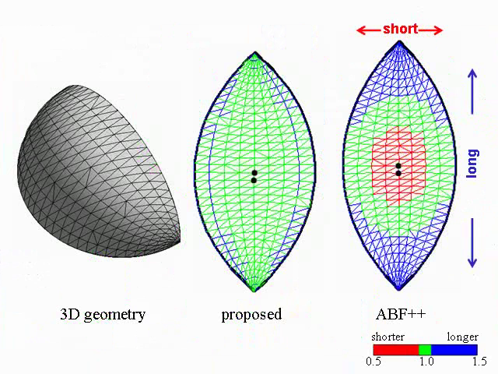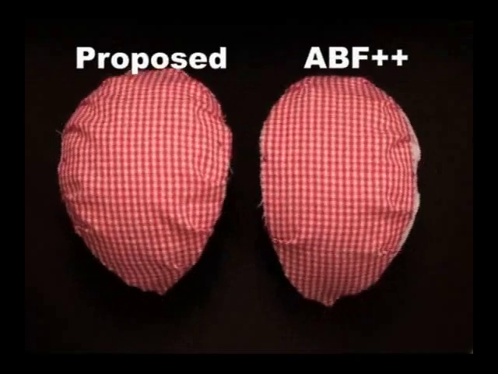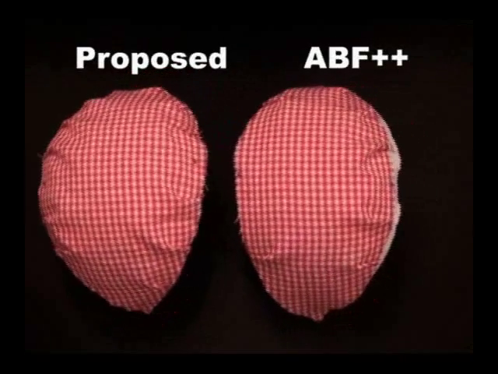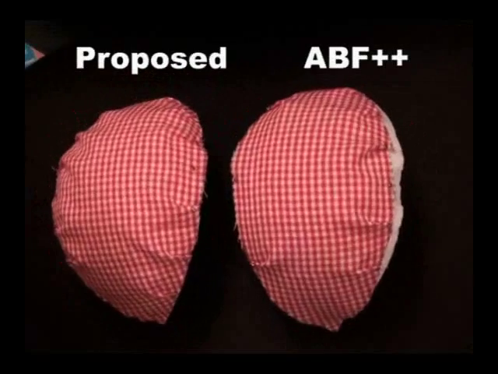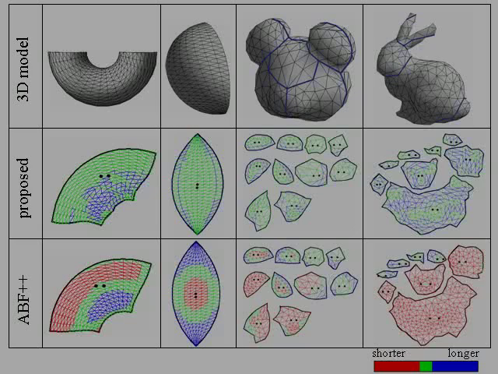This compares our flattening with ABF++ applied to a quarter sphere. The ABF++ result is too long vertically and too short horizontally. This is a real-world result. Again, the ABF++ result is too long vertically and too short horizontally. This shows more comparisons. All edges are equal or longer than the original mesh in our method.